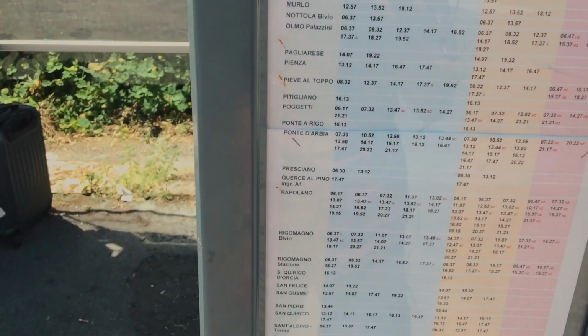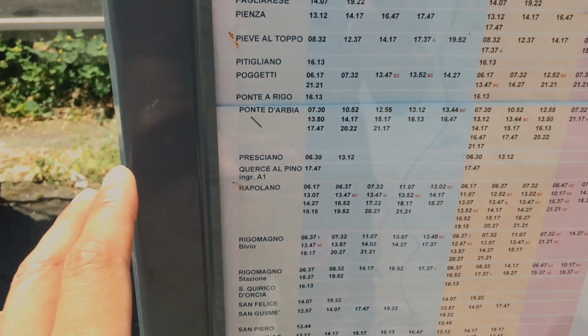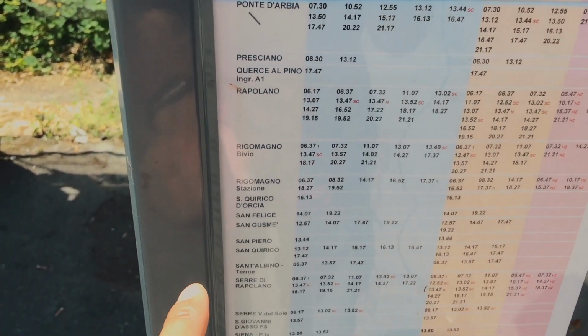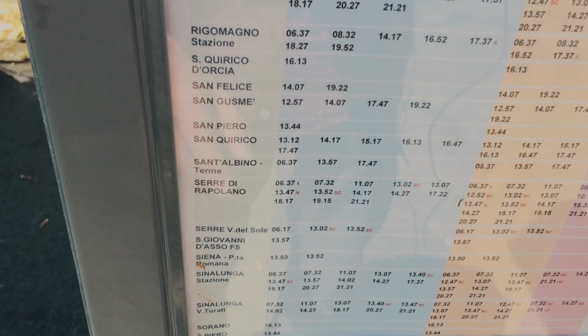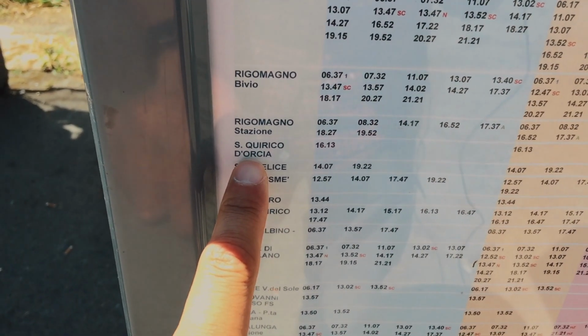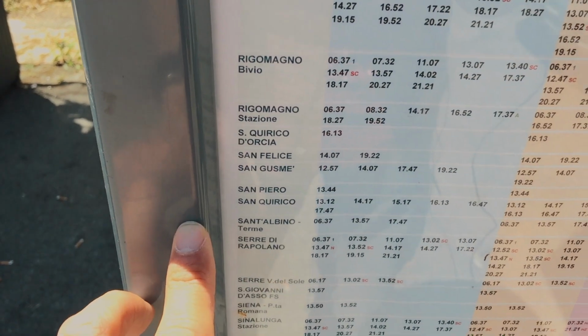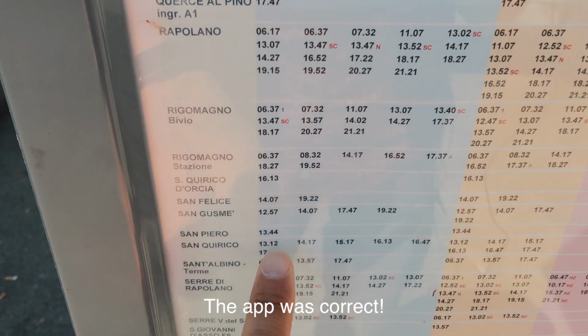So I'm going to, let me have a look. See if I can find it here. It's San Quirico. Yeah, so I'm going here. I'm a little bit confused here. So this is my destination, San Quirico d'Orcia, and that is San Quirico, and the app told me to take this one.